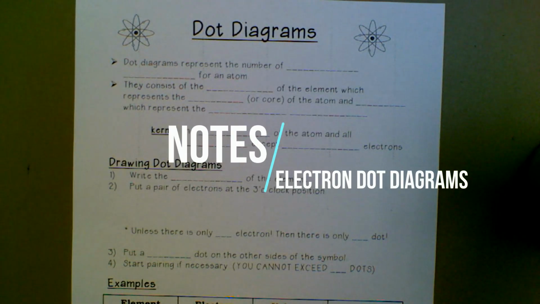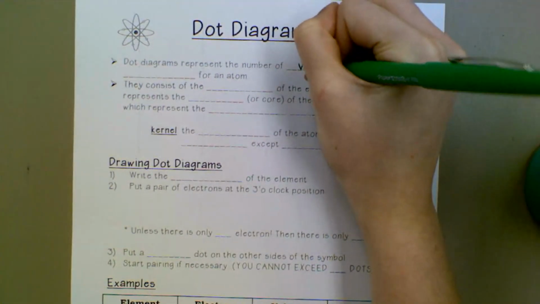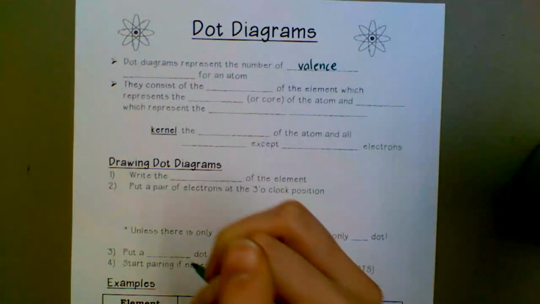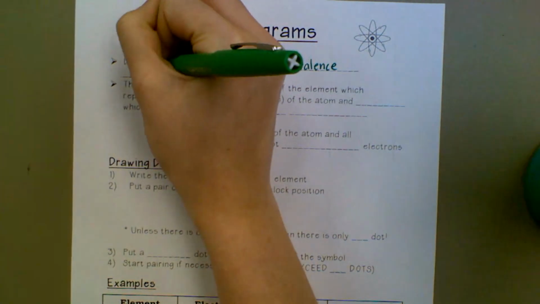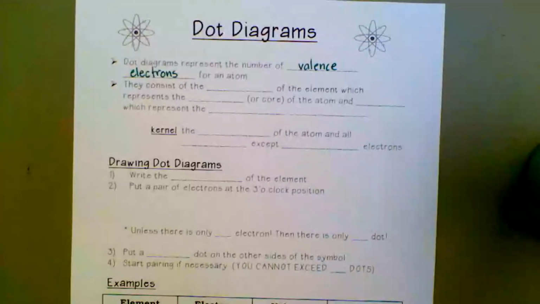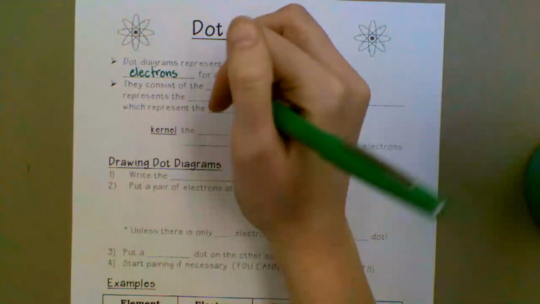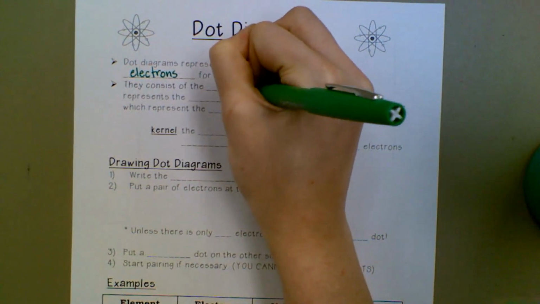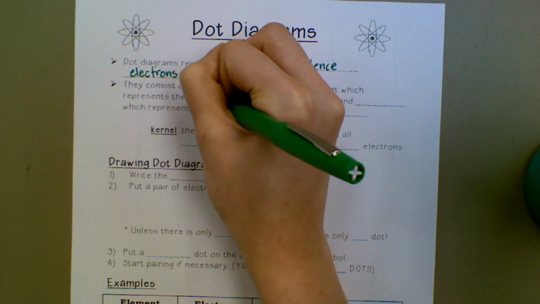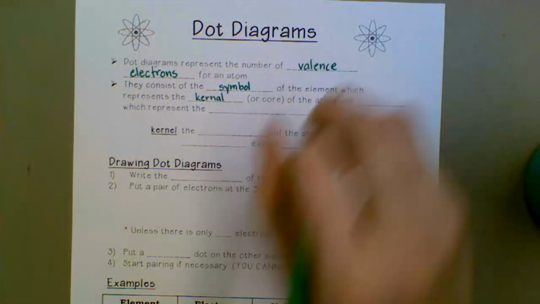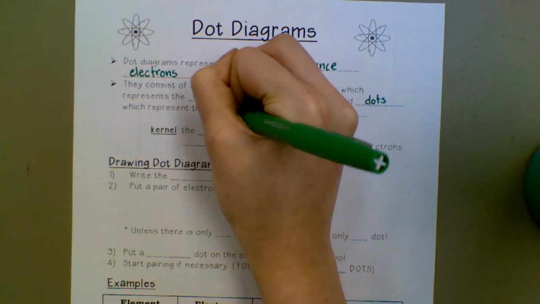All right, so now we're going to look a little bit at dot diagrams. Dot diagrams are used to represent our number of valence electrons that we have. We use these when we are looking at how something is giving, taking, or sharing electrons in bonds when we're looking at how chemistry is happening. So they consist of the symbol of the element, which represents the kernel or core of the atom, and dots, which represent the valence electrons.